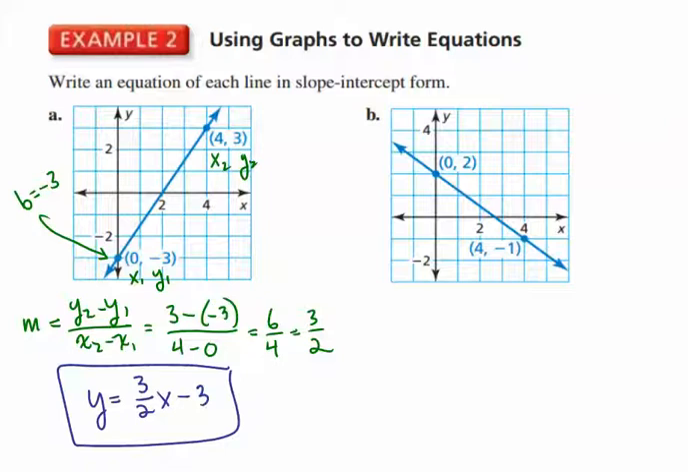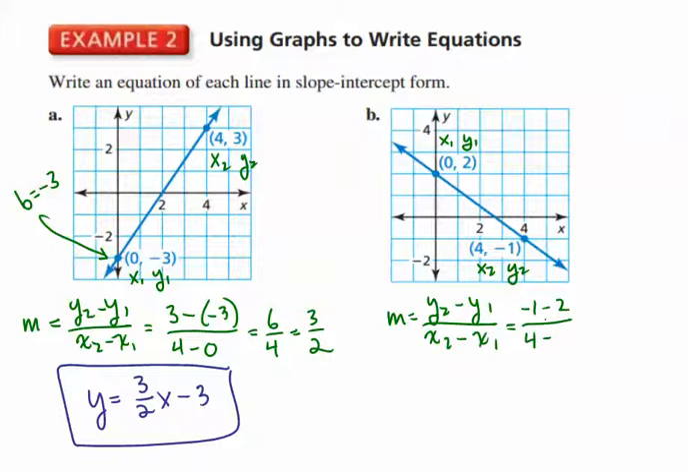Another graph. We're going to label from left to right x1, y1, x2, y2. Set up our slope formula. m is equal to y2 minus y1 over x2 minus x1. y2 is negative 1 minus y1, which is 2. x2 is 4 minus x1, which is 0. And we end up with negative 3 over 4.